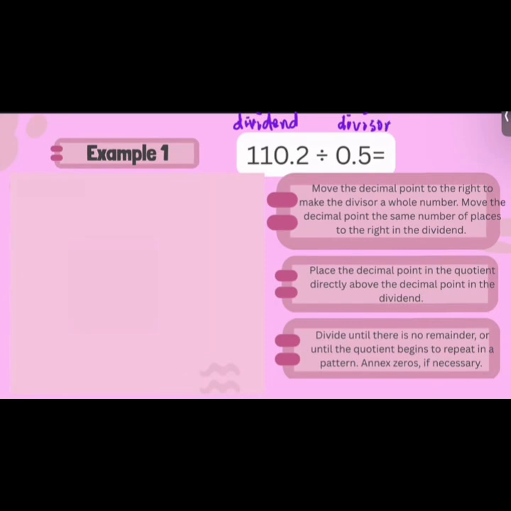Now, it says here that we should make the divisor a whole number. So we are going to move the decimal point to the right. So this is our decimal point. We have one movement to make it a whole number. So our new divisor, let's write it here. We have dividend and divisor. So our new divisor is 5.